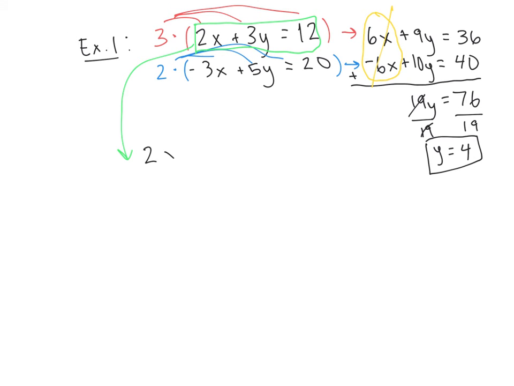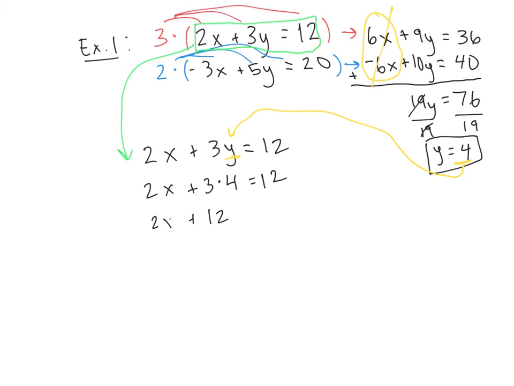So 2x plus 3y equals 12. What I'm going to do is make a substitution. I know that I solved and got y is equal to 4. So I'm going to plug in 4 for y in my original equation here. And I get 2x plus 3 times 4 equals 12. 3 times 4, of course, is just 12. So I'd have 2x plus 12 equals 12.